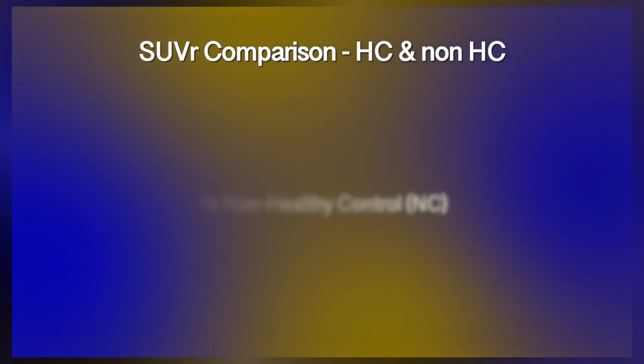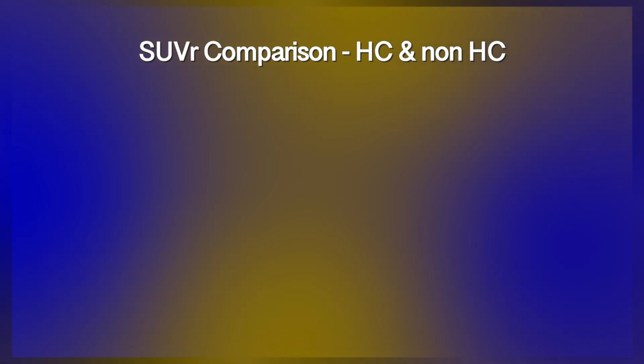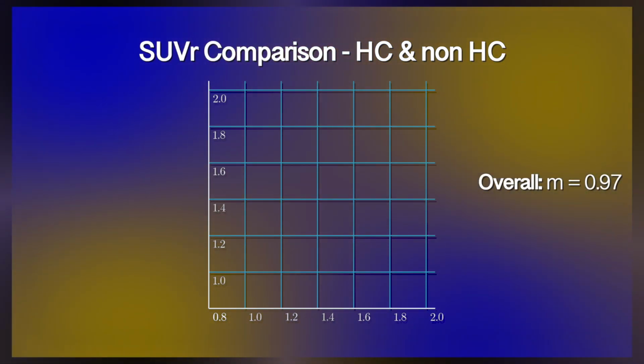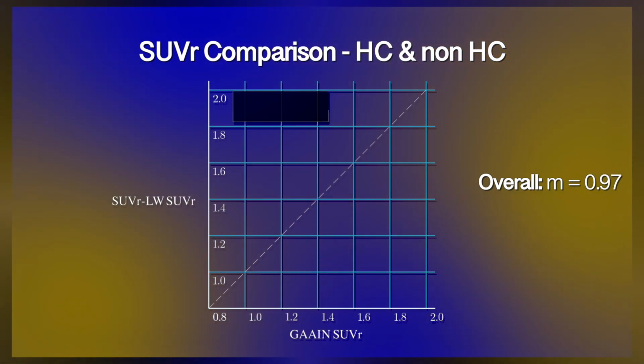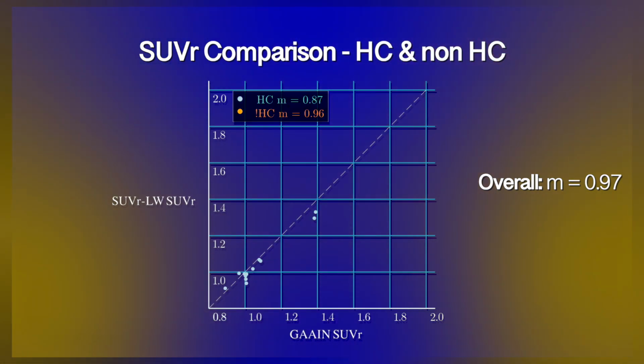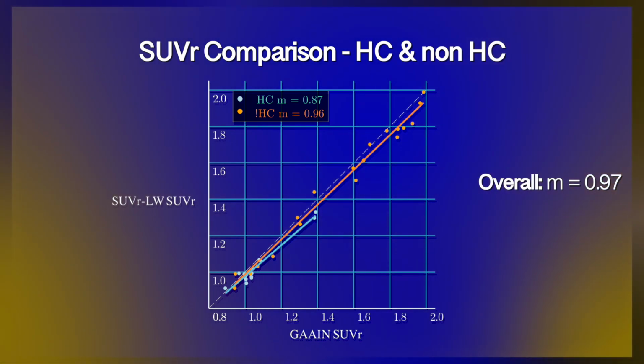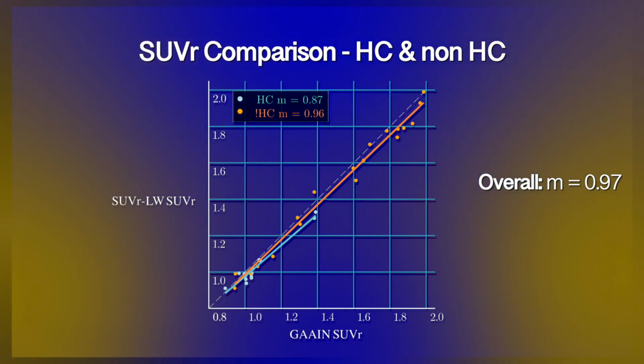Applying the same method, a linear regression analysis was performed and the healthy control group has a linear regression slope of 0.87, while the not healthy control group had a linear regression slope of 0.96. This time, both subgroups also suggest that the SUVr lightweight pipeline achieved a similar result as the GAIN provided ones.